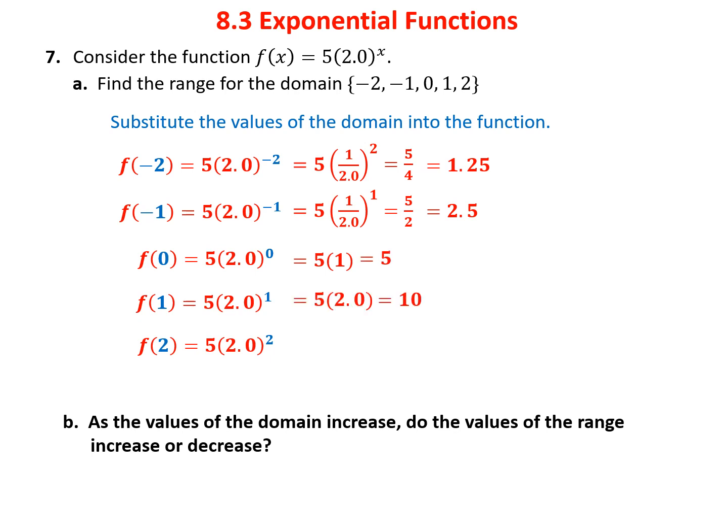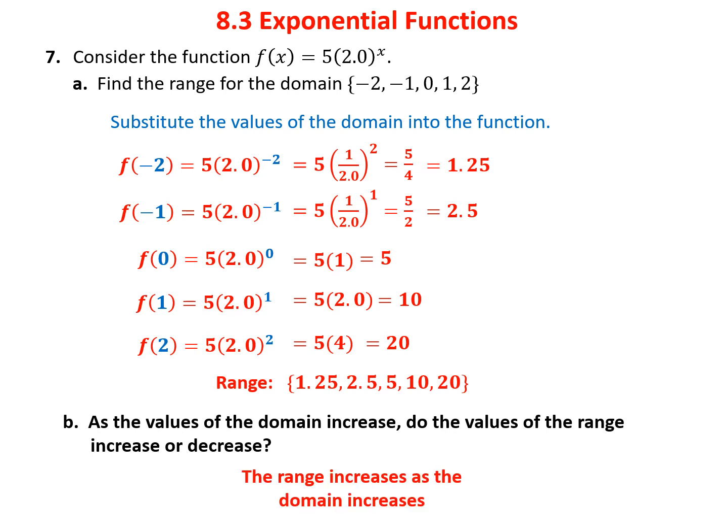And now 2 to the 1 is 2, so 5 times 2 is 10, and 2 squared is 4, so 5 times 4 is 20. So my range this time is 1.25, 2.5, 5, 10, and 20. Those are the y values given the domain of x values. Now looking at this one, as x gets bigger, did the numbers go up or down? In this case, you see the range increases as the domain increases.